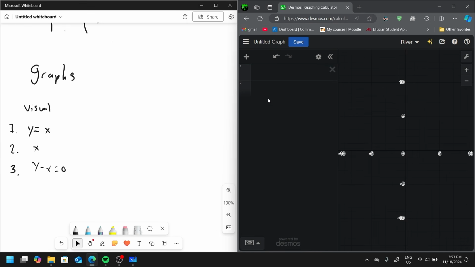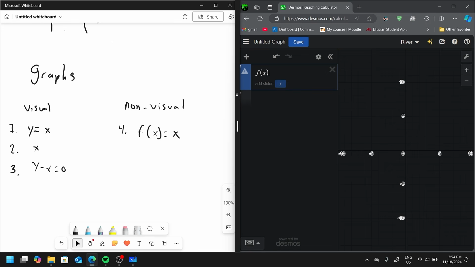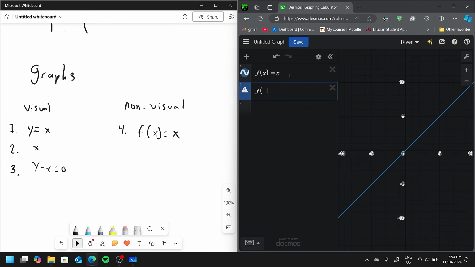And my favorite type of graph is the non-visual. There's only one non-visual graph, and that's going to be our f of x equals x. This is the greatest function there is. And why is that? Well, because although it might look like the same thing as y equals x, it's not. What we can do with this is we can put in numbers. So f of 1, it gives us 1. F of 2, it gives us 2. And if we were to change this function, x minus 2, we now get these values we can use in the terminal, and it remembers it forever.